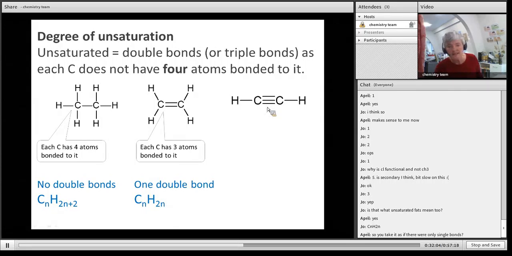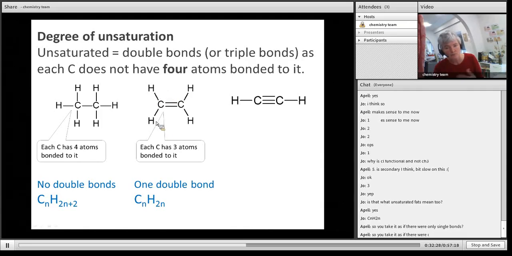Here, you take it as if there were only single bonds. If you're looking at the degree of unsaturation, or degree of saturation, depending on which way you view it, if this was a single bond, I could have fit 4 atoms around here. At the moment, I'm only fitting 3 atoms around here. So it can take another atom. Does that make sense, April?